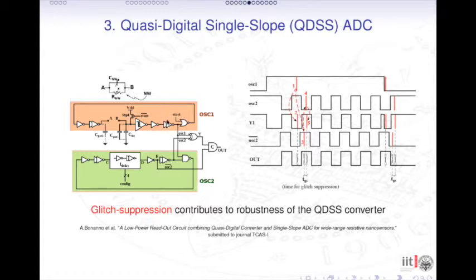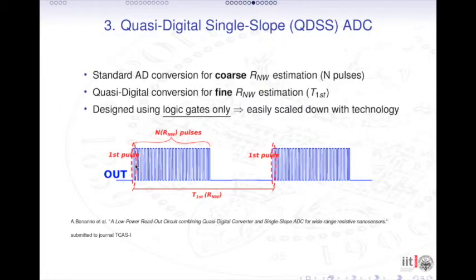So when the oscillating signal is 1, the ring oscillator number 2 is enabled, and so the output of this circuit is a pulse train where the number of pulses are proportional to the value of the resistance of the nanomaterials, and represents a coarse estimation of the resistance.